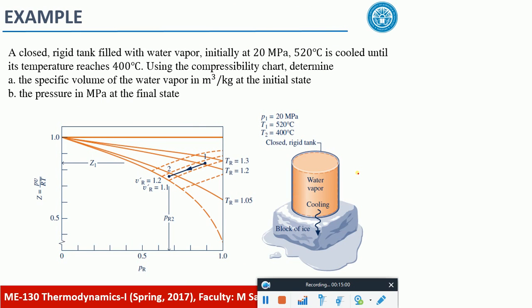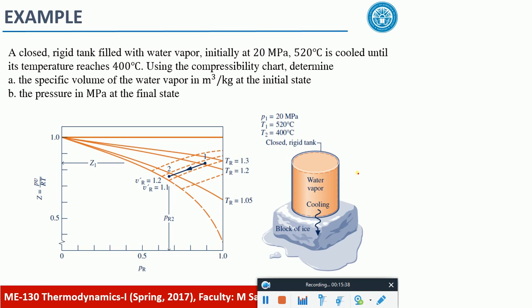Let's solve this problem, to look at the applied side, or how to look at those values. A closed rigid tank filled with water vapor. By just looking at that small sentence, I can straight away say that its volume is not going to change. If a rigid tank is there, it would solve many problems. So a closed rigid tank filled with water vapor, initially at 20 megapascal, 520 degrees centigrade, is cooled until its temperature reaches 400 degrees centigrade.